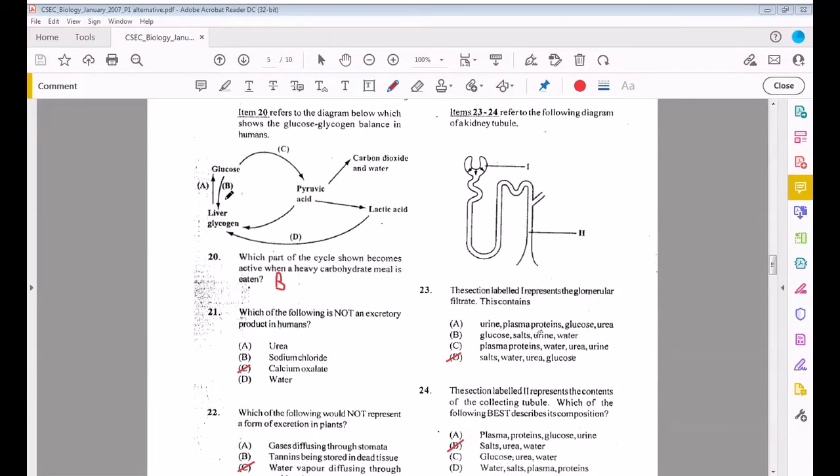Items 23 to 24 refer to the following diagram of a kidney tubule. The section labeled 1 represents the glomerular filtrate. This contains D, salt, water, urea, and glucose. All of the other answers, we just look at one thing and we know it's wrong. Urine is the final product of everything that is filtered and remains in the kidney that is sent to the collecting duct. You will never find urine at this point. It is only in the collecting duct that we have urine.